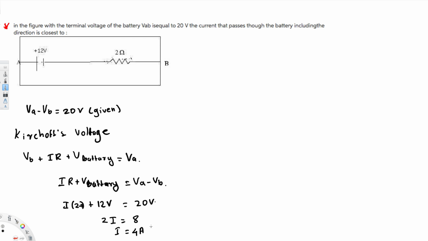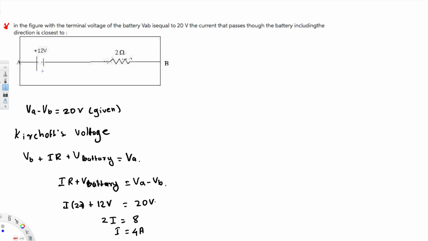So we now have the current, but how can we determine the direction? First of all, we know that here we have 12 volts, and the other voltage we can find from V is equal to IR. So 4 times 2, that's going to be 8 volts. So this is 12 volts, this is 8 volts.